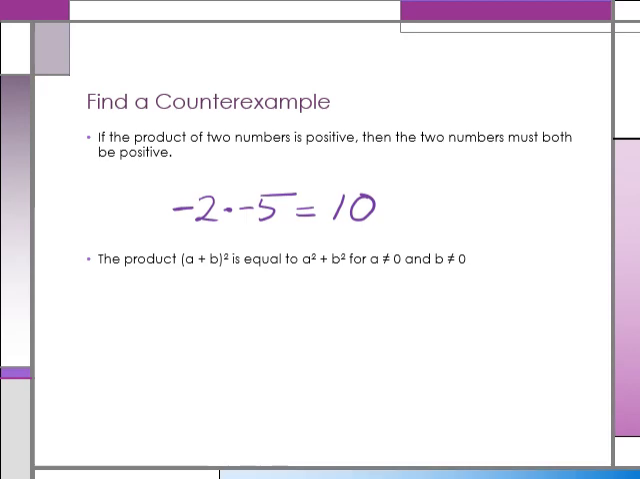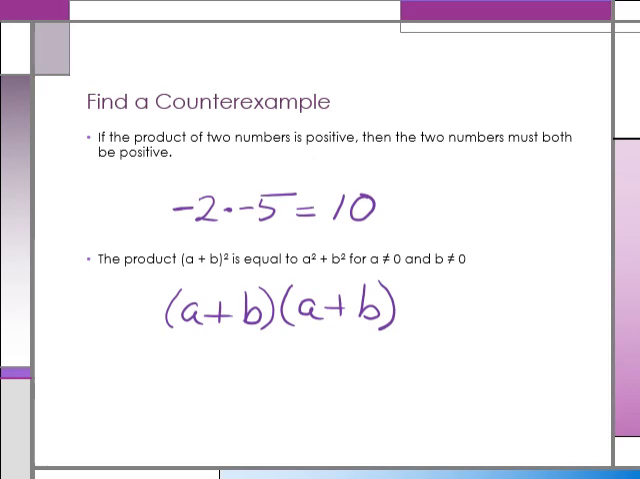Okay. The square of a plus b is equal to a squared plus b squared. Hopefully you remember from Algebra 1 that we have to write this out as a plus b times a plus b. So if I use FOIL, the box, whatever method you use to multiply, I'm going to get a squared plus ab plus ab plus b squared, or a squared plus 2ab plus b squared. So there's your counterexample.